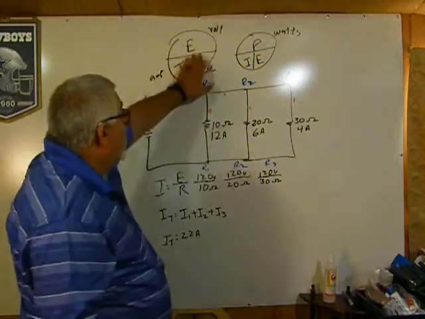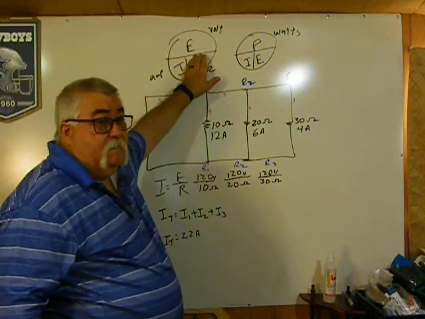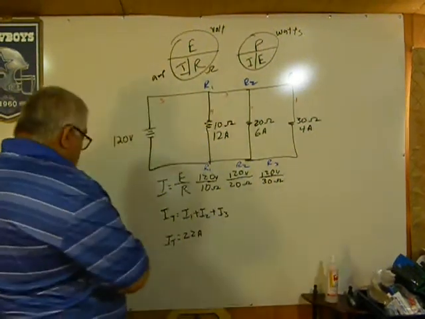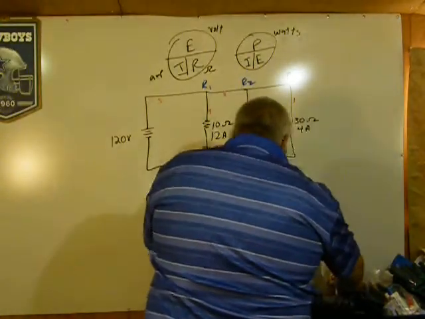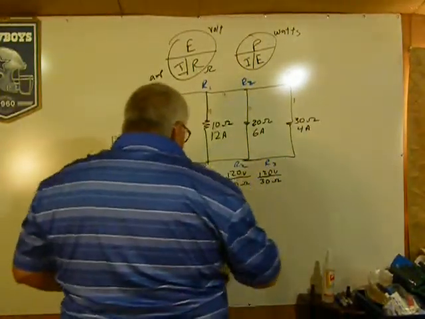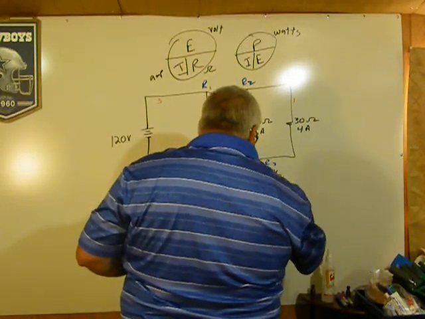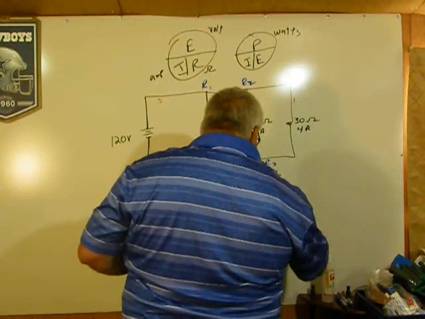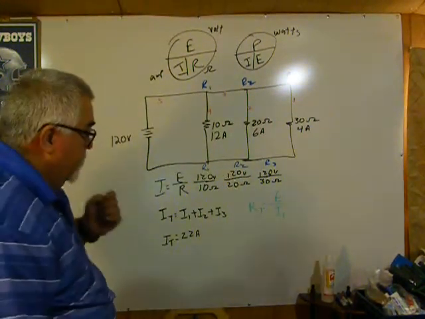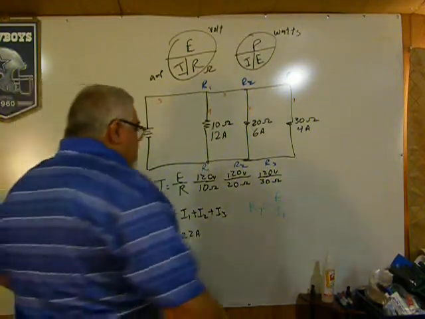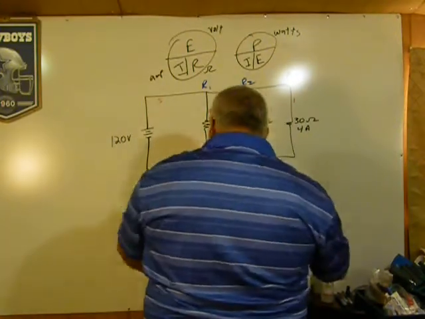Okay, so if I want to find my total resistance, it would be my E divided by I. So my formula for R total equals E divided by I total. Okay, very simple. E divided by I total. So here I'm going to get the 120. I'm going to divide it by 22.